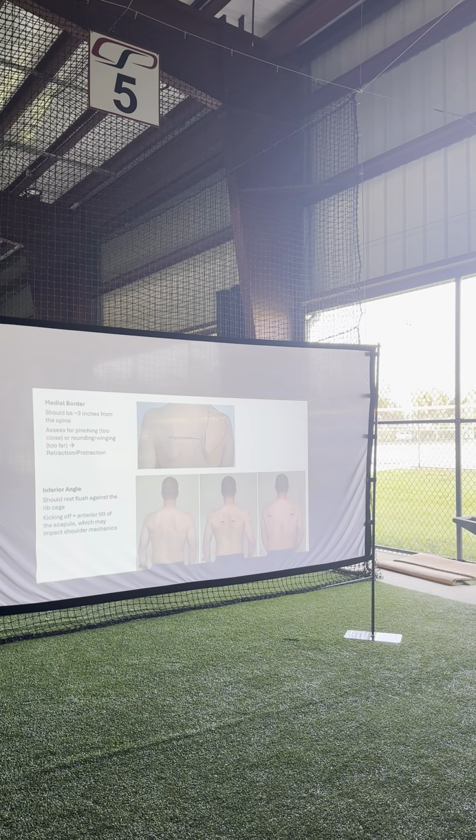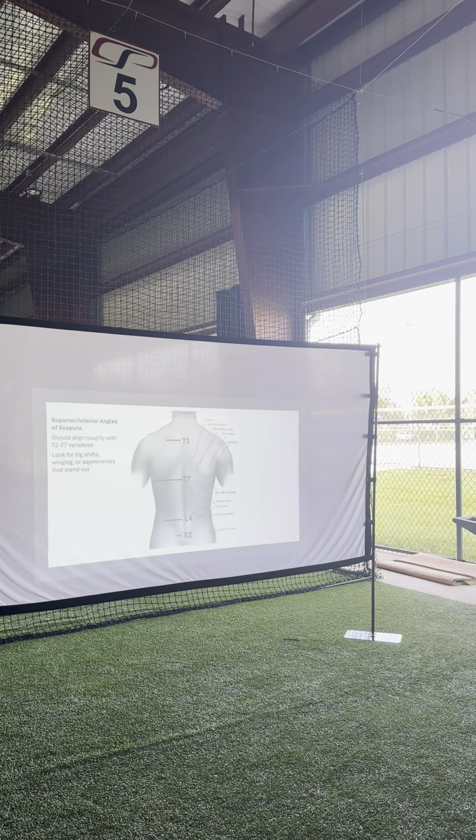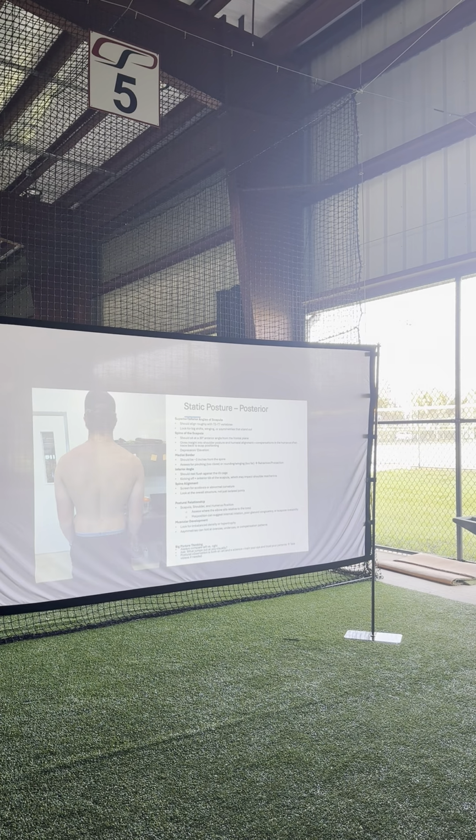So our medial border, which is on the inside, should be about 3 inches away from the spine. So if we look back here, let's go all the way back. Okay, perfect. All right, 3 inches away. See where his inferior angle is and his medial border? It's a little far away, just a tad. We're kind of getting the gist, but see how we can see where the medial border is in relation to the spine?